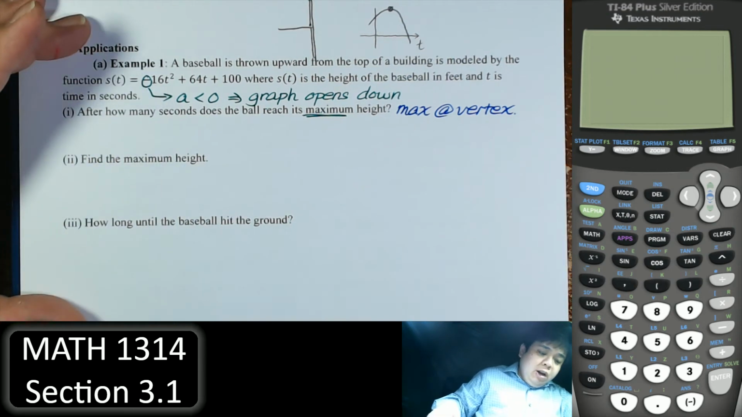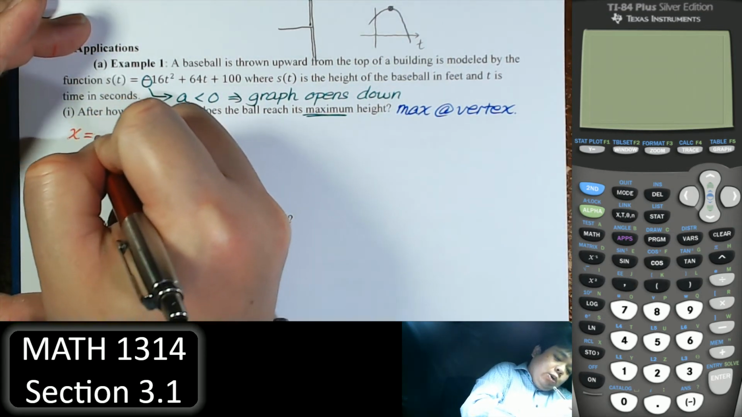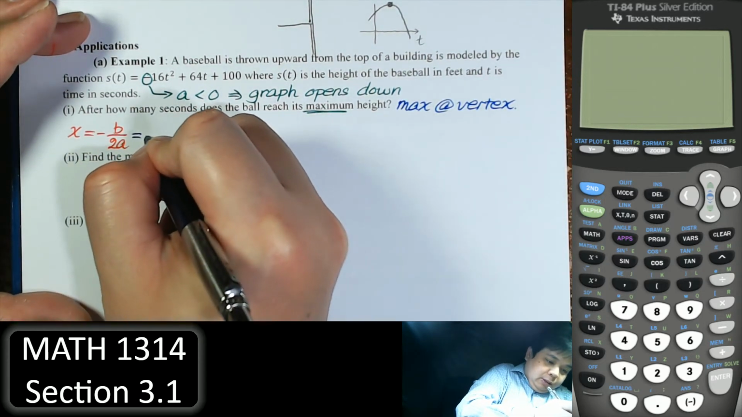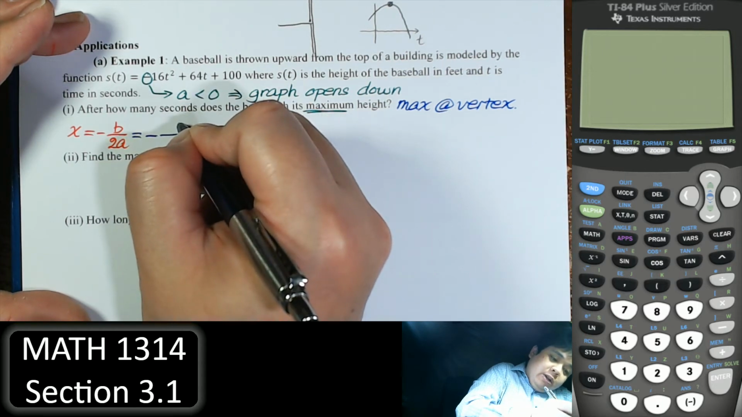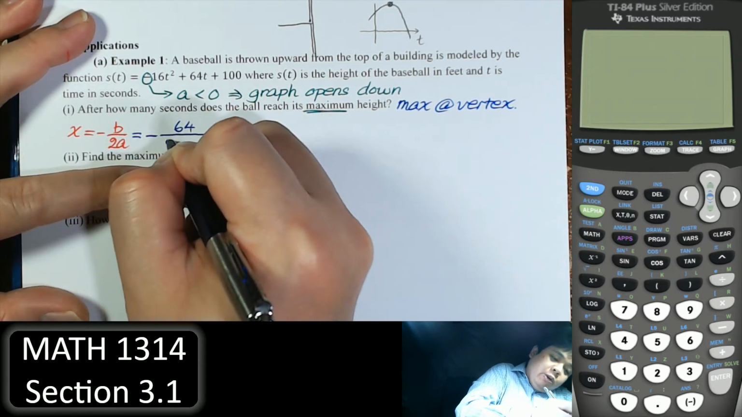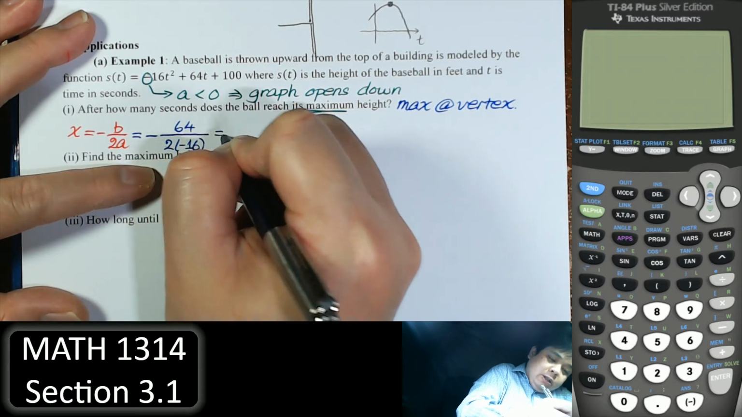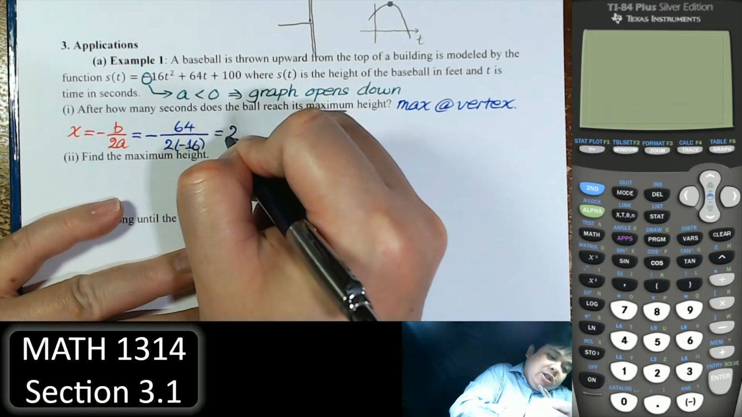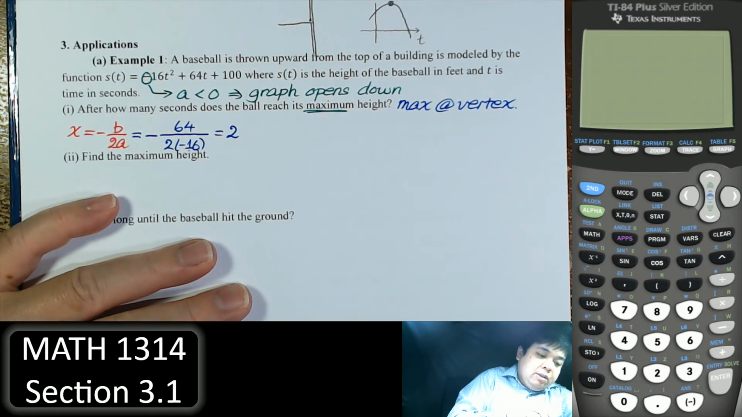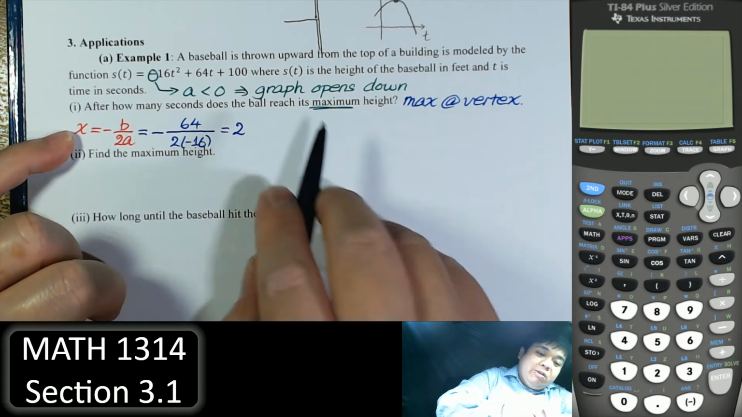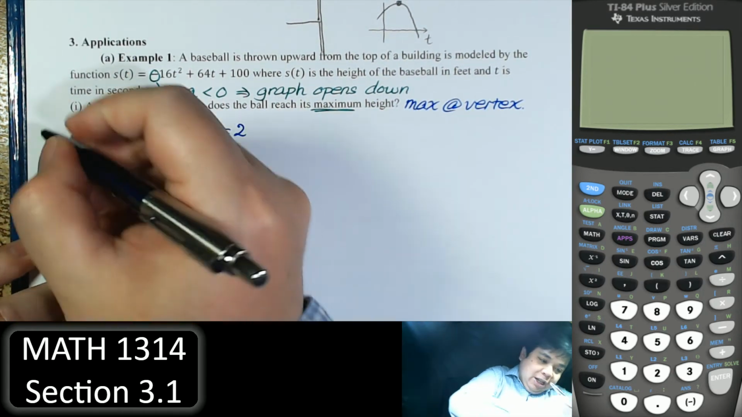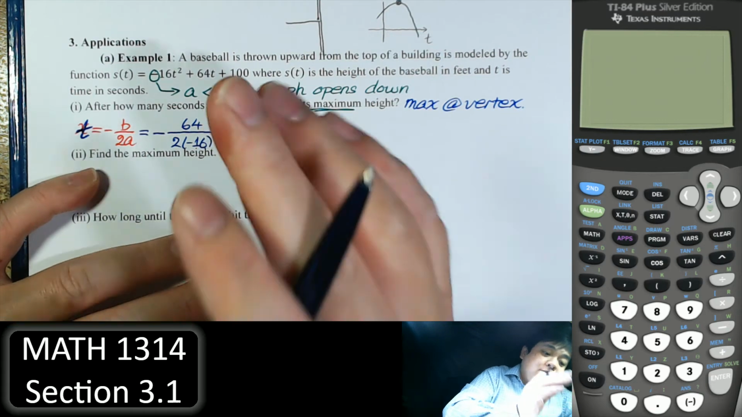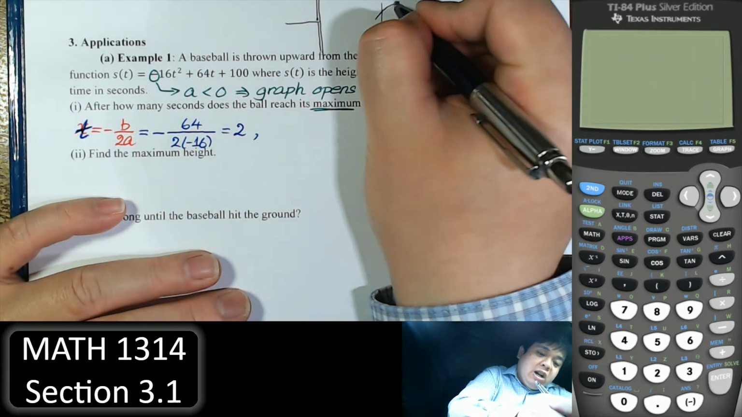And in this form, the vertex, the x component, is equal to negative b over 2a. So negative 64, and then 64 over 2a. So 64 over 32 is 2, negative, negative, so that is just 2. So what it means is, I should write t instead, because the function is in terms of t. So I change that to t. So that means after 2 seconds, the ball will be at the highest point.